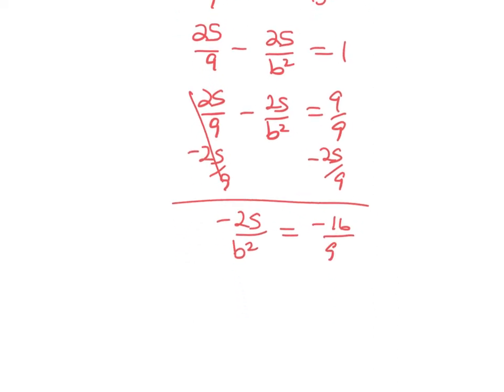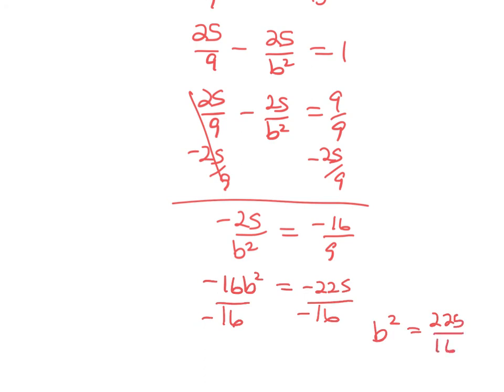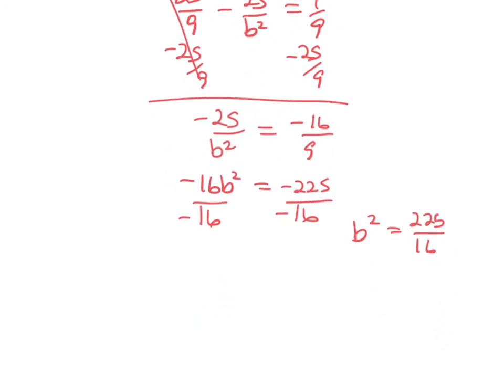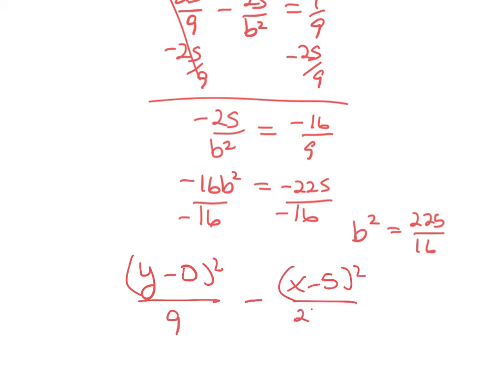I'm going to treat this as a proportion. I'm going to cross multiply, divide, and b squared equals positive 225 over 16. Now I can replace everything that I have and get my final answer. The final answer is y minus 0 squared over a squared, which is 9, and then x minus 5 squared over 225 over 16 equals 1.